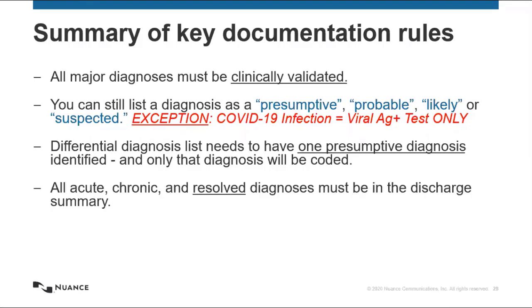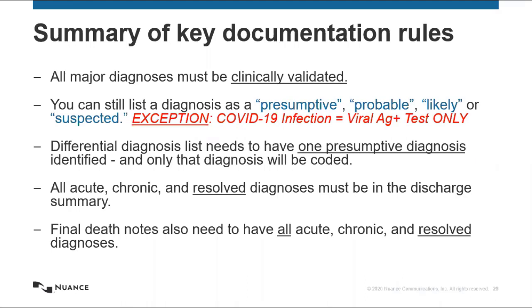We always, always, always want to capture the acute, the chronic, and even the resolved diagnoses in that discharge summary. The discharge summary is a continuity of care document. So it may be all that's transferred to any follow-up care providers. So they need to know what the patient came in with that resolved, as well as any ongoing acute and chronic conditions. Now there is a sad area we need to focus on, and that's the death notes.